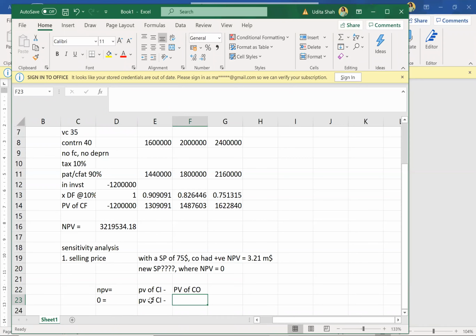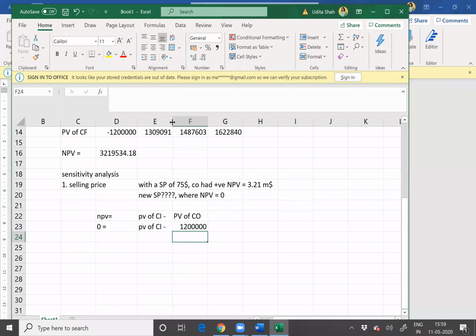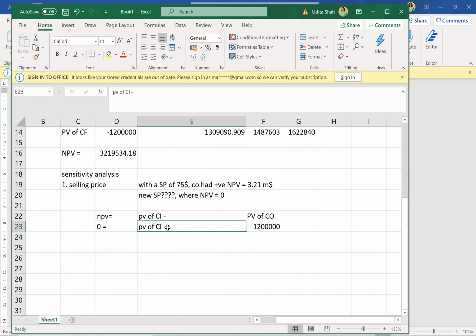Also we know already, how much is the PV of cash outflow? 1.2 million. That also we know. Okay, now see how I'm going to formulate this. Guys, pay attention, this is very important. See how I'm going to formulate my PV of cash inflow. So 0 equals to, how did we calculate PV of cash inflow?